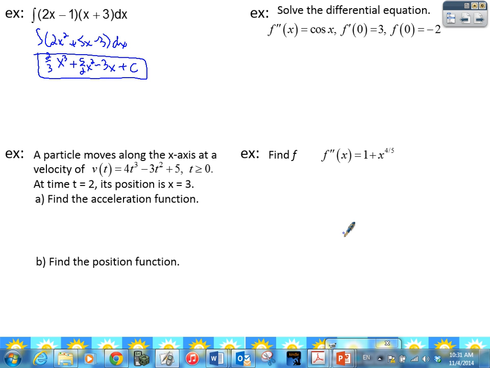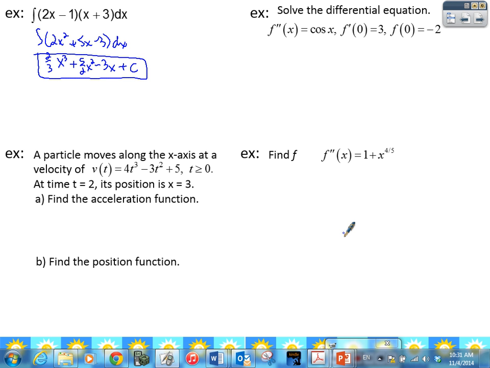So, solve the differential equation. What that means is you have something with a derivative in it, and the solution would be the original function. That's what it means. Solve the differential equation. That means, what did this originate from? What is my original function? So, if they give us a second derivative, and they want us to solve the differential equation, what are they telling us to do? Yeah, find f of x, right, or f.